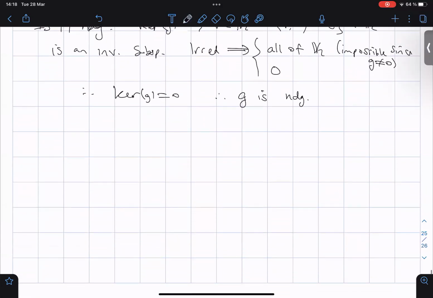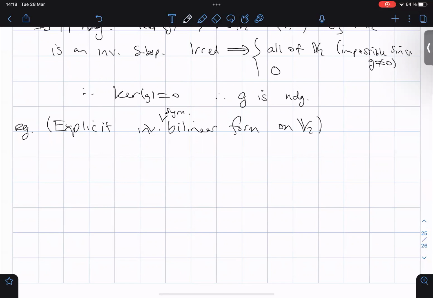Let's go ahead and try to find this guy. So, explicit invariance of the bilinear form. Okay, so the strategy is, first of all, we're going to exhibit V0 as a sub-representation.